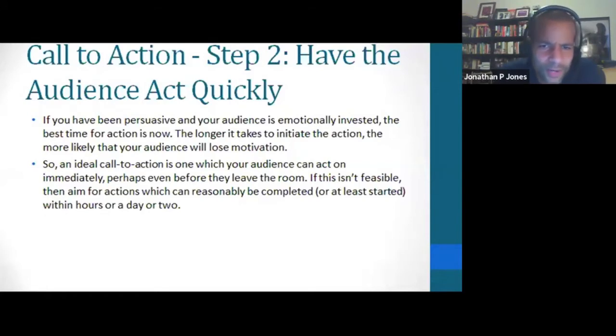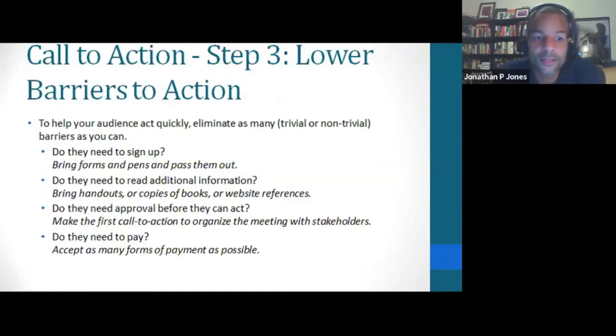If you've been persuasive, your audience is emotionally invested, the best time for action is now. An ideal call to action is one where your audience can act on it immediately, perhaps even before they leave the room. And that's the ideal thing to do.